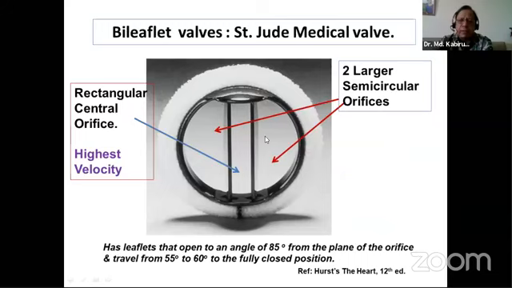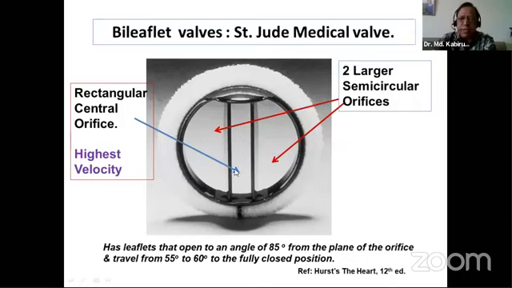And you can see the bileaflet valve. This is the most important because it is widely used in our clinical practice. This is the metallic frame, this is one leaflet, and this is another leaflet. There are three orifices, and I am describing it because it has some importance. These are two semicircular larger orifices, and this is one central rectangular orifice. Consider the hemodynamics: blood flow through the two larger semicircular orifices is more, but the pressure gradient is less. Through the central orifice, blood flow is less, but the pressure gradient and velocity are high.